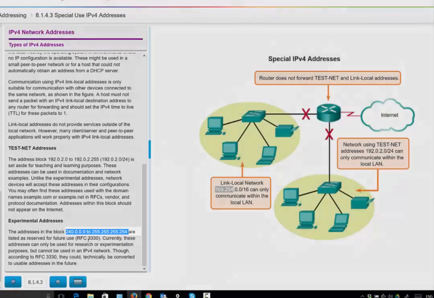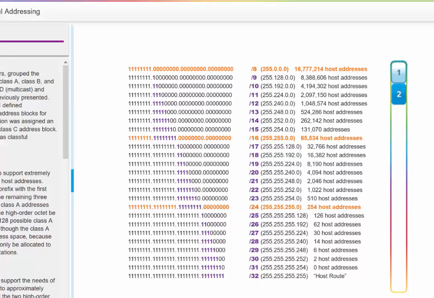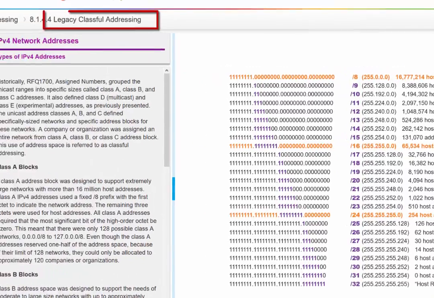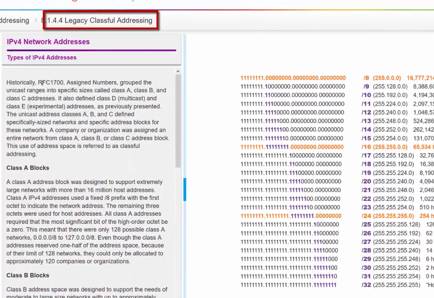This range of IP addresses cannot be used as a host address, and it's actually reserved for future use, although in some cases this range can be used for host addresses, based on certain conditions. Historically, IP version 4 has gone through some changes. At the beginning it started with what we call classful IP addressing.